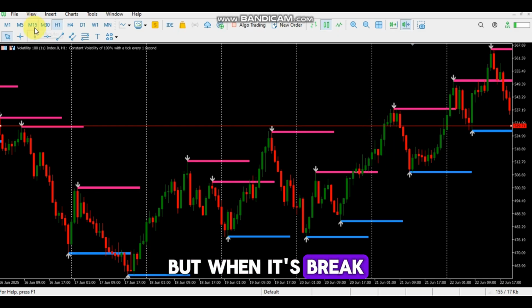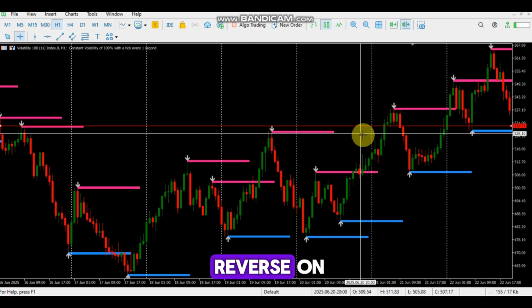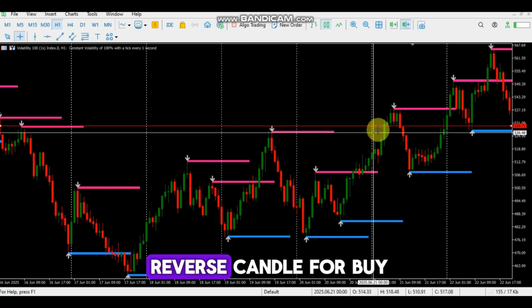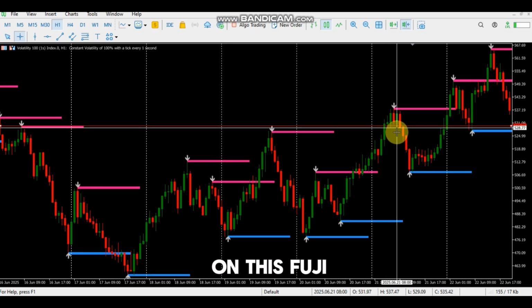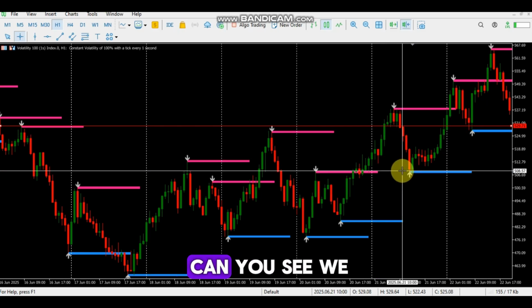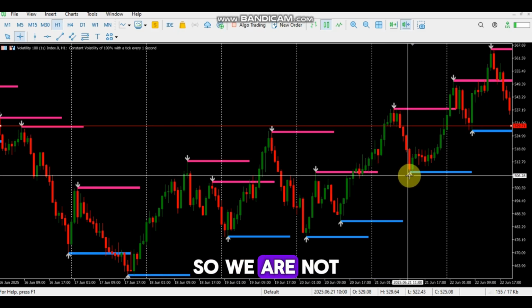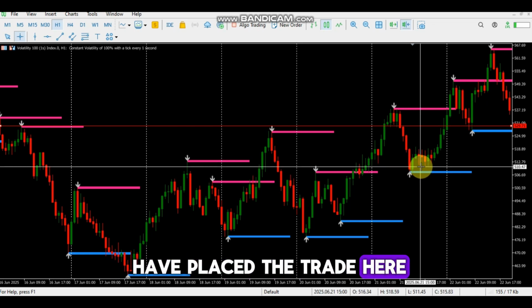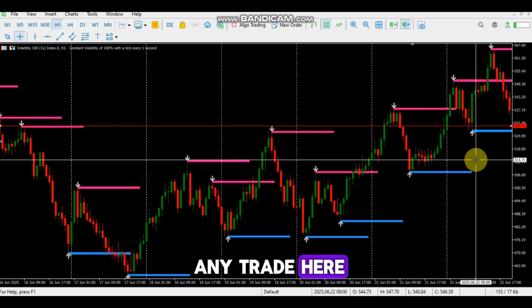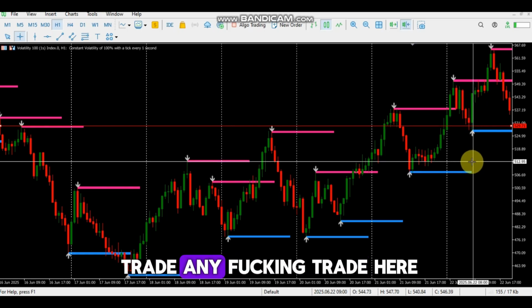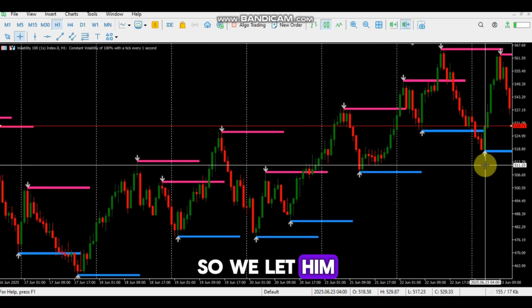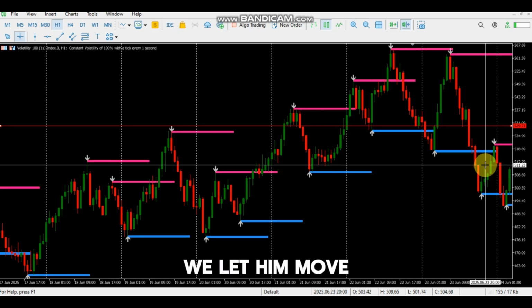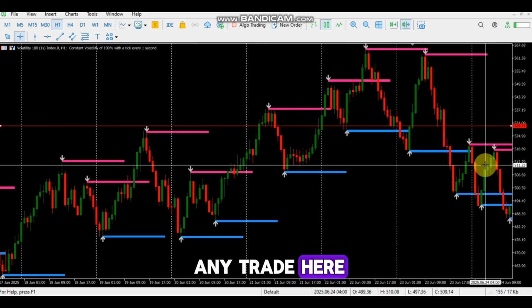But when it breaks it, we don't have reverse candle for buy on this FVG, and it comes down. Can you see? We don't have anything, so we are not placing any trade here. Although some people will have placed the trade here, I'm not placing any trade here. So we'll let it move.